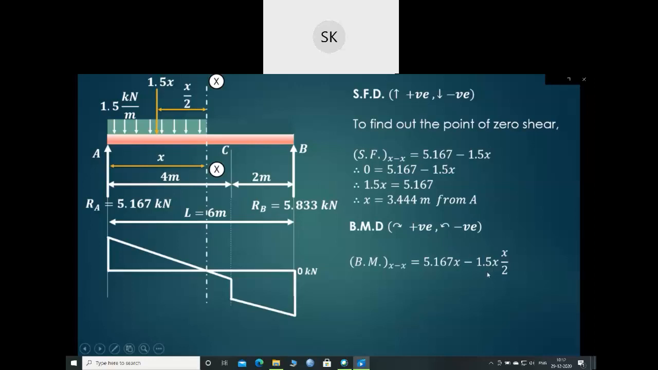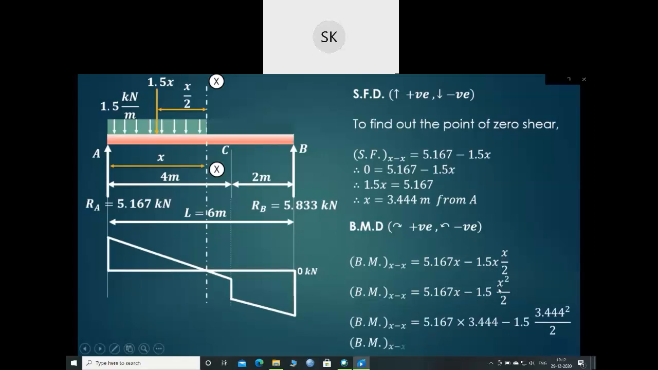Now substitute the value of X. X is nothing but 3.4444. So that value you can substitute over here. This X into X is X square. So substituting the value of X at these places, we will get the bending moment at section XX as 8.899 kilonewton meter, and this will be the maximum bending moment over here. Now using these values, we can easily draw the bending moment diagram.